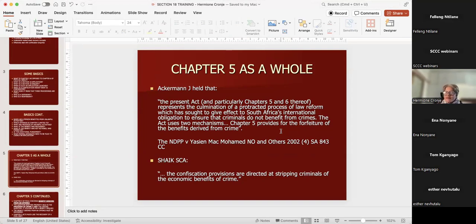what Chapter 5 and Chapter 6 in essence are, they represent the culmination of a protracted process of law reform, which has sought to give effect to South Africa's international obligation to ensure that criminals do not benefit from crimes. The Act uses two mechanisms to achieve this, Chapter 5 and Chapter 6.